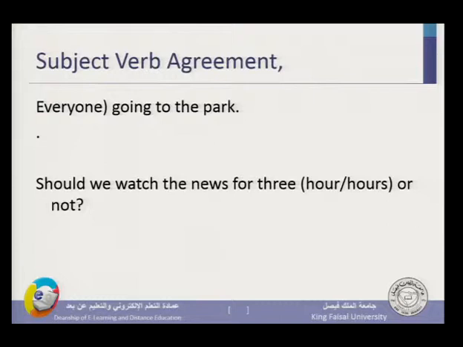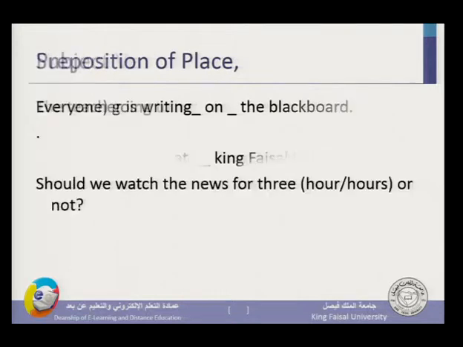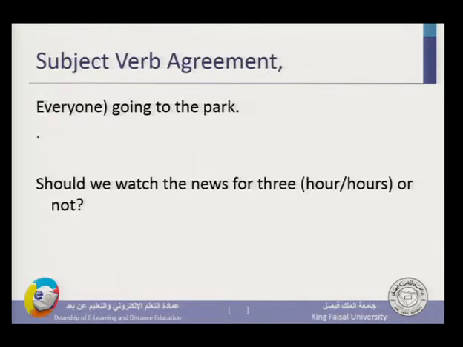Subject verb agreement. Everyone goes to the park. Should we watch the news for 3 hours or not? Subject verb agreement means that the verb is to agree with the subject in number and gender. In number, if I say he, it is to be is, for example. If I say they, it is to be they are. If I say he eats. Everyone likes, for example.